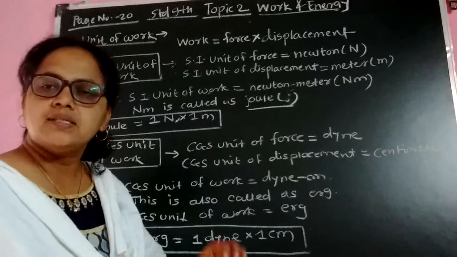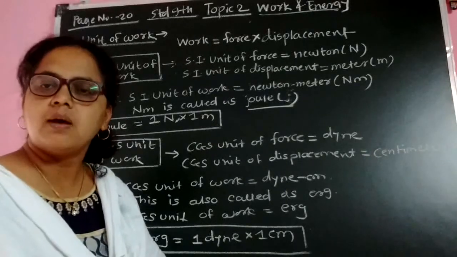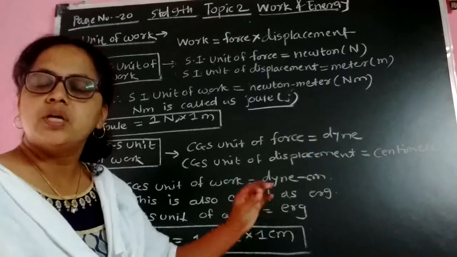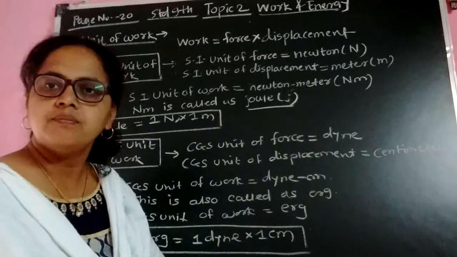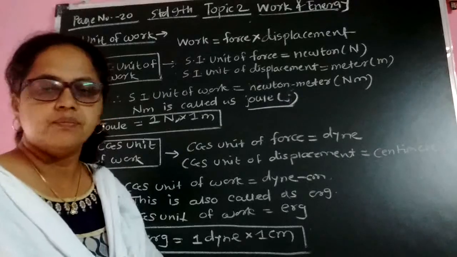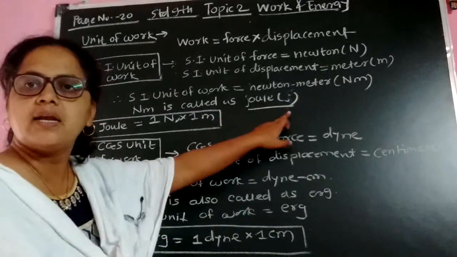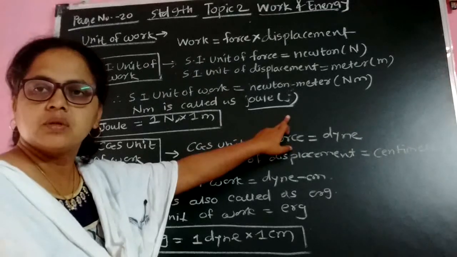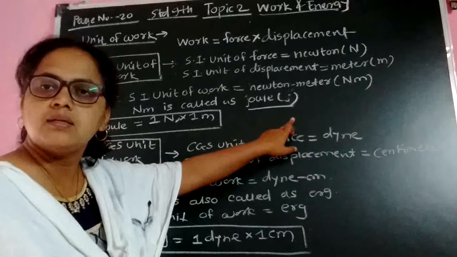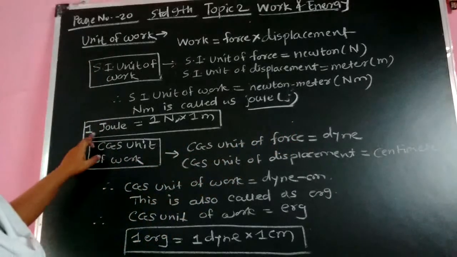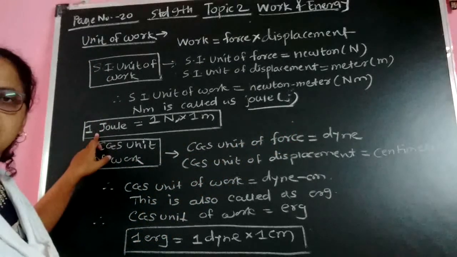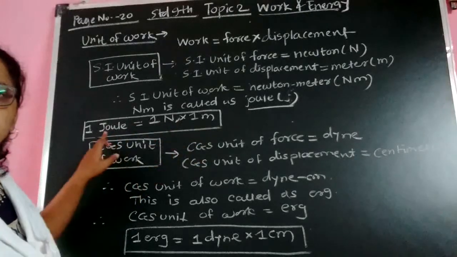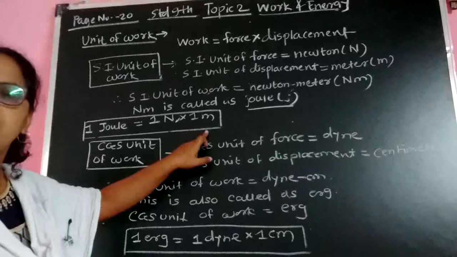So when an example is asked, solve the example, find out the work done. Then you can write Newton meter as the unit of work done, or you can write joule. Joule in bracket capital J. You can write J also. Newton meter and joule both are the same. Now 1 joule is equal to 1 Newton into 1 meter.